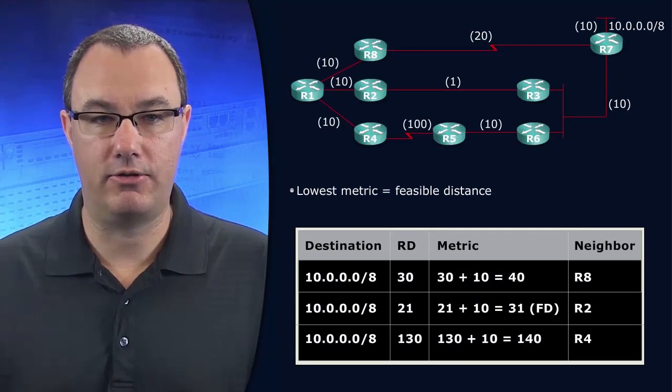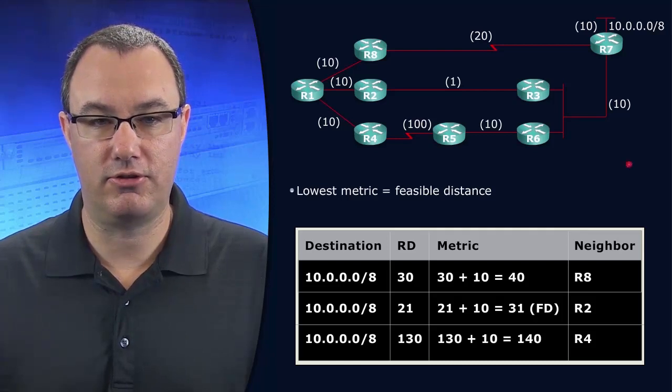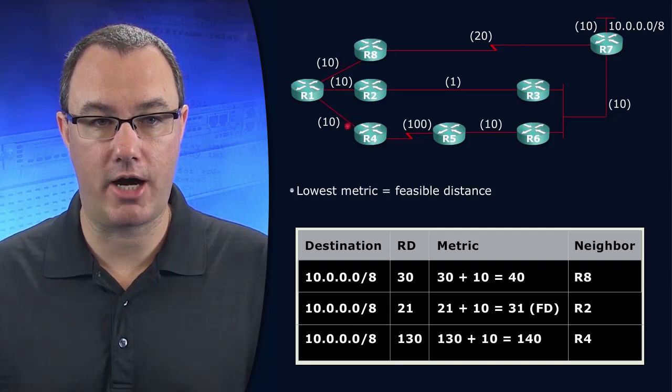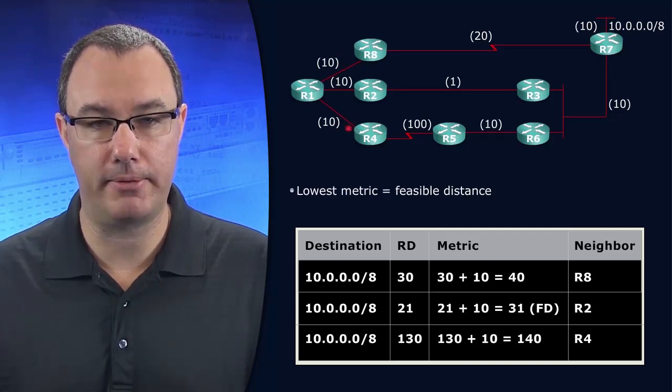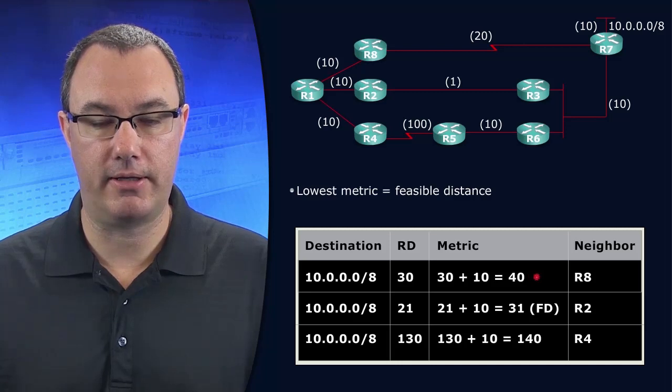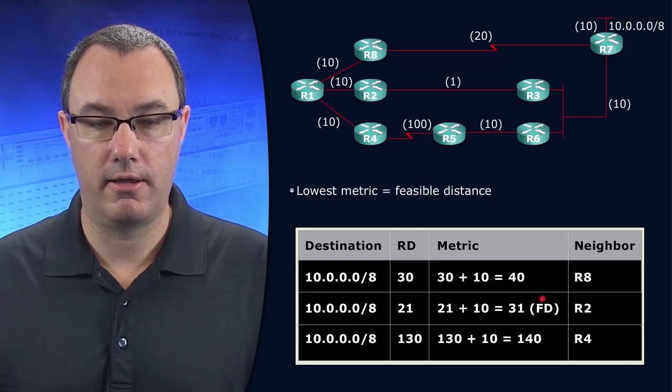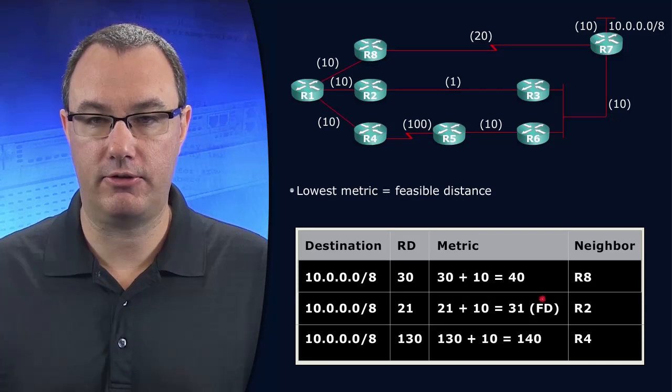Then we look at the feasible distance, which is just the metric. It's the overall metric, and now it's just the reported distance plus the metric to get to our neighbors. So we're now inclusive of the last hop, or in fact, the first hop. And so reported distance is what we saw before, and then the metric is everything. And then we call the metric of the successor route feasible distance.